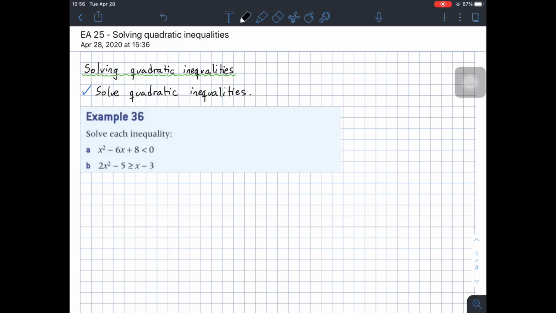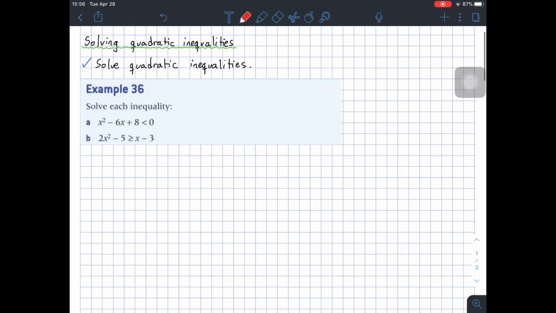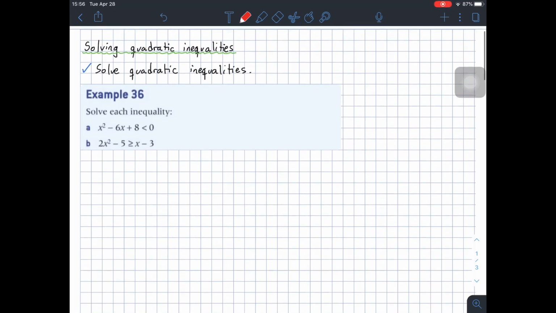So the only objective for today's class is to solve quadratic inequalities. During this class we're going to see 3 different examples. And we're going to see how we can solve quadratic inequalities both using calculator and without calculator.